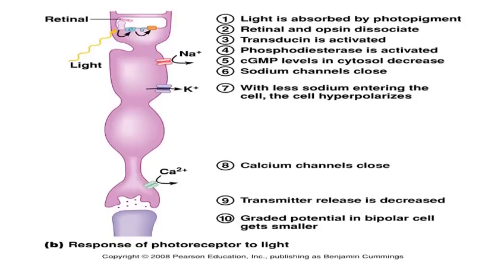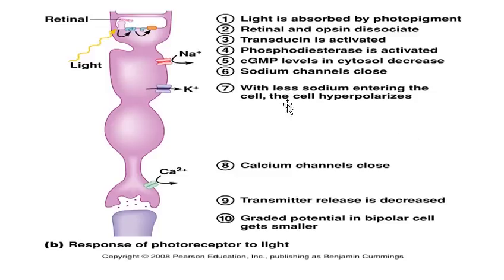Every time we go through a stage, you'll be going back to the steps. So light is absorbed by the photopigment. Retinal and opsin dissociate. Transducin is activated. Then we have phosphodiesterase being activated. cGMP levels decrease. Sodium channels close. With less sodium entering, the cell hyperpolarizes.